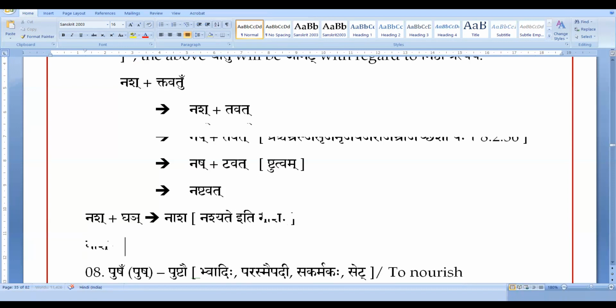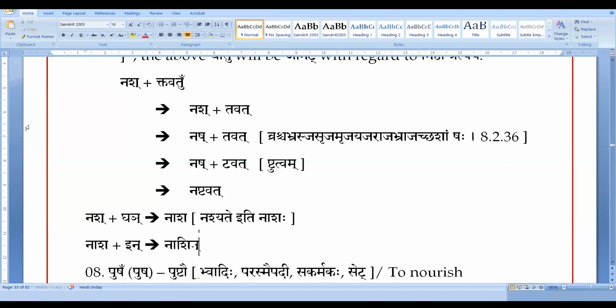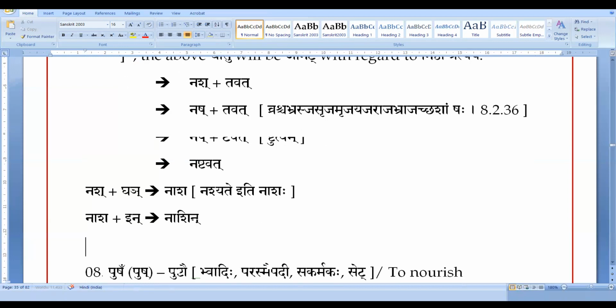Now Nashaha asya asti. For that we need to add another pratyaya, which is Tadita pratyaya. There is a pratyaya in Tadita pratyaya by which we get Nashin. Nashin is Nakaranta: Nashi, Nashinau, Nashinaha. Right? Now, Nashaha na vidyate, that becomes Anash. We can say Vinashin, Vinashaha.